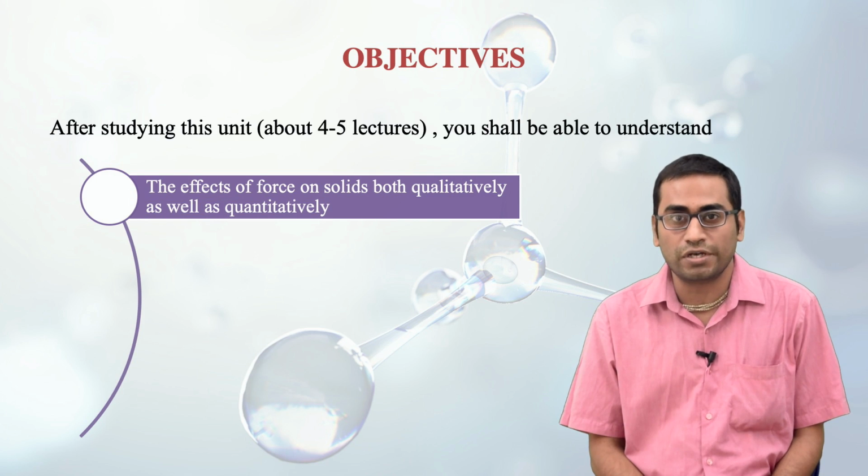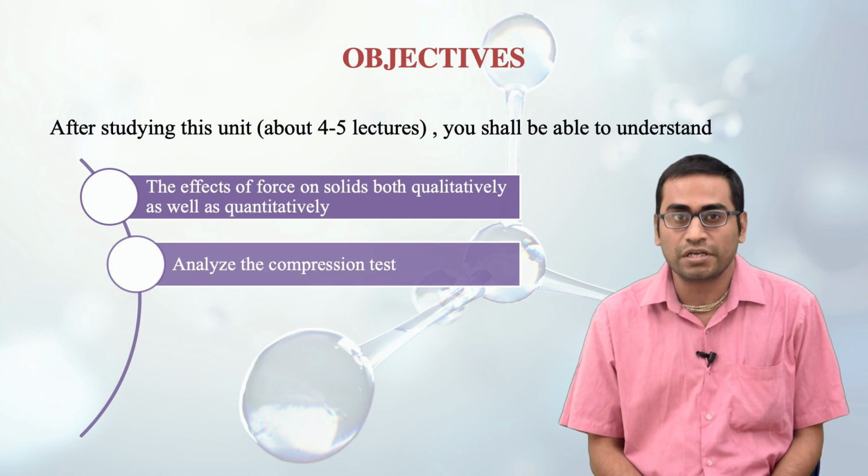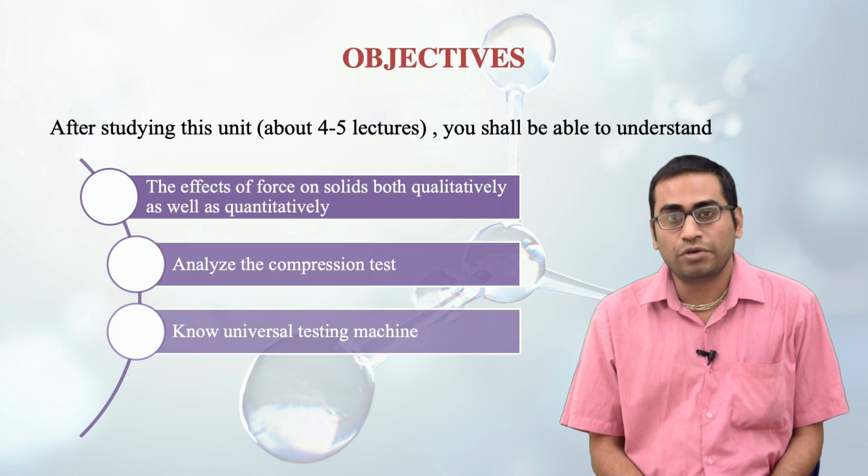I will discuss the objectives of this particular module, and here all the objectives are listed, which comprise 4 lectures. The first one will be the effects of force in solids, both qualitatively as well as quantitatively, you would be able to know. Then you will be able to analyze the compression test, know about the universal testing machine, and understand tensile strengths and effect of strain rate. But in this particular module you will be knowing only up to the tension test, simple tension test, and a certain number of properties.